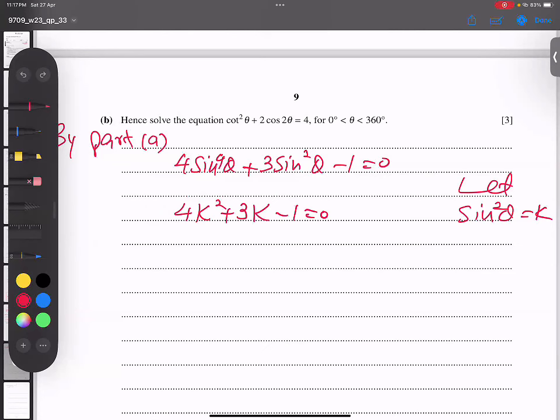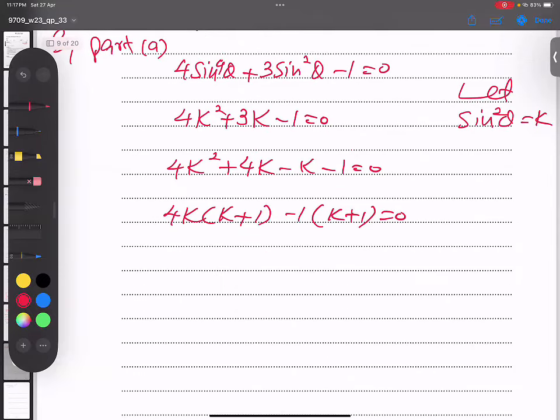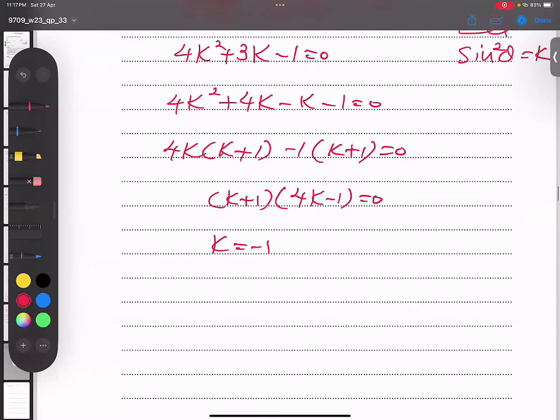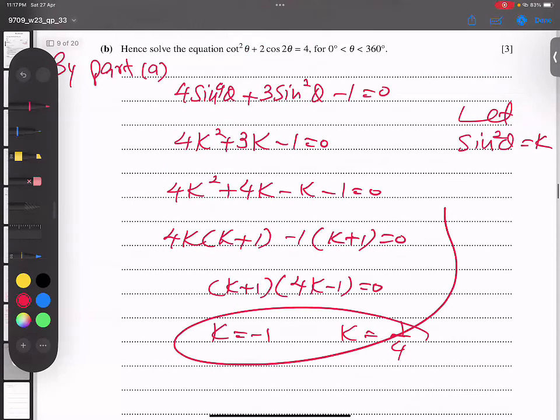4 ones are 4. So out of 4k, this 1k gone. So 4k common, I got k plus 1, negative 1 common, and k plus 1. So ultimately, k plus 1 and 4k minus 1 equals to 0. I got two answers, k is negative 1, or k is equal to 1 over 4. And I put both values there.